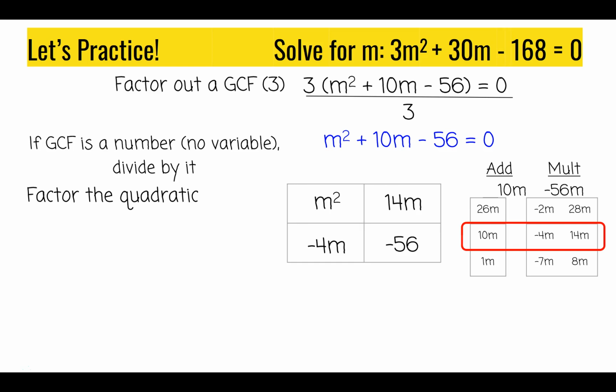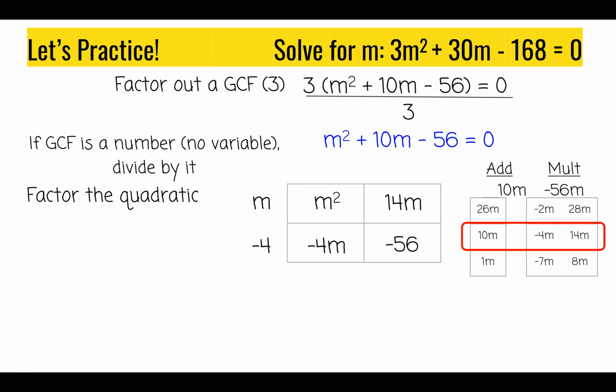What can we factor out of m squared and 14m? What's our greatest common factor? An m. How about negative 4m and negative 56? Keep going. Negative 4. Good. How do I know it's negative? Because that first piece out to the side is negative. Yeah.